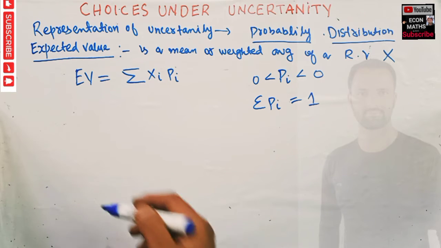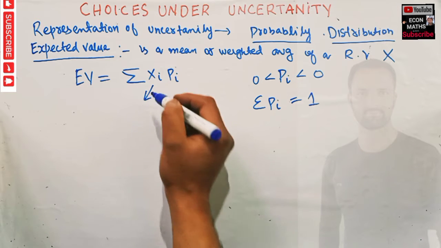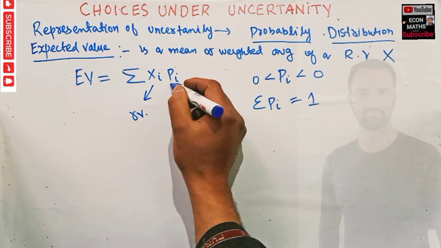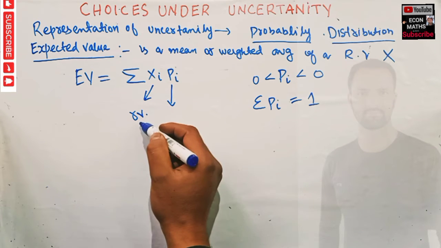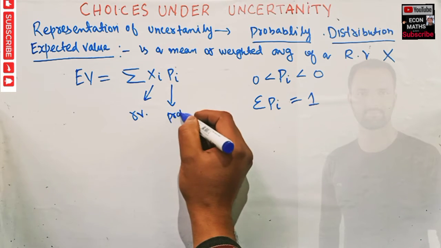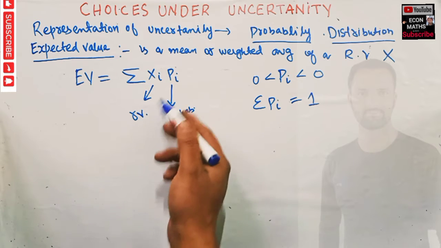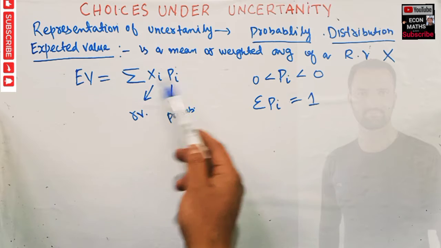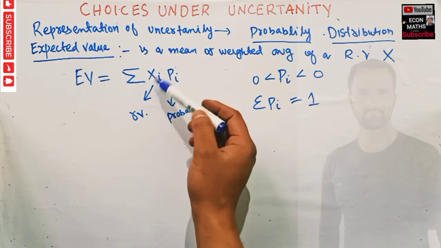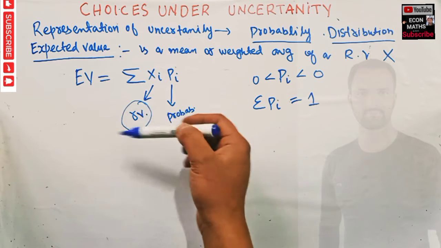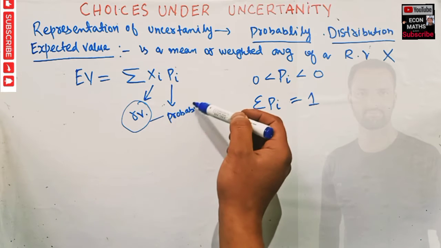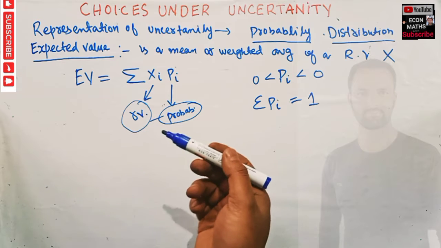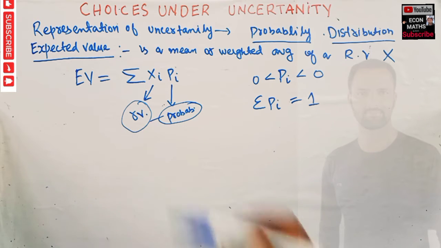So xi is our random variable, and this pi is the probability associated with this random variable. When we multiply xi by pi, we get the expected value. That means when we multiply a random variable with the probability associated with that very random variable, we call it the expected value.